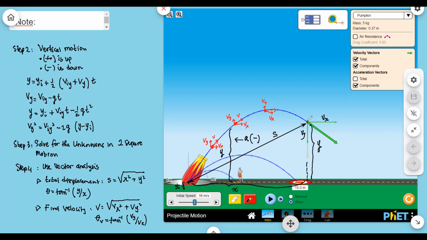Until it reaches this position. Now, the time taken is different. If you want to find the final velocity, you have to know the time. Let's say this is at t1 seconds, at t2 seconds, and then at t3 seconds. Here at t4 seconds. So the speed or the final speed of the projectile motion can be different, depending on the time.